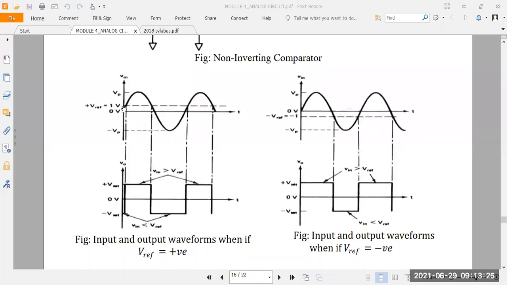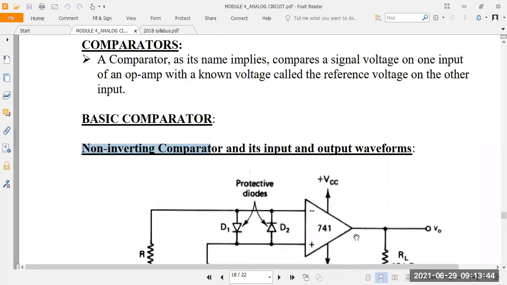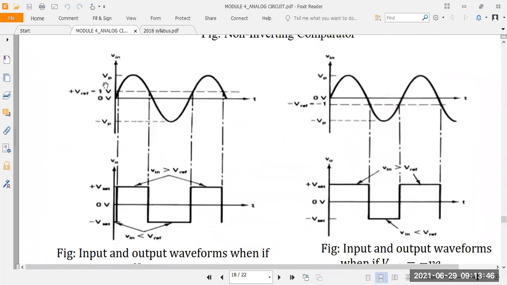you have to give the reference voltage. What is your reference voltage here? Positive 1 volt, right? You take it above the 0 voltage. Make it a DC constant voltage here. This is the constant voltage, this one is the reference voltage. What they have drawn as a dash line, that is the reference voltage here. See here, this one is the V reference.